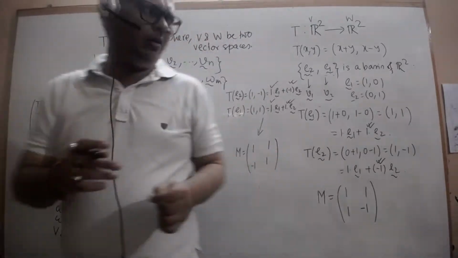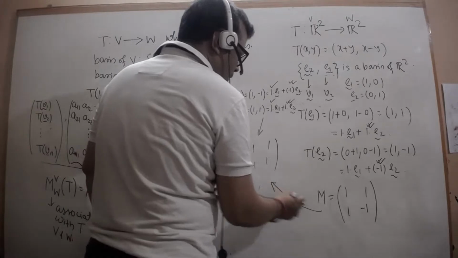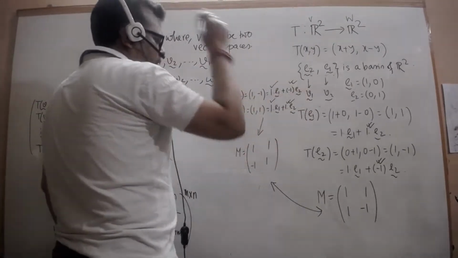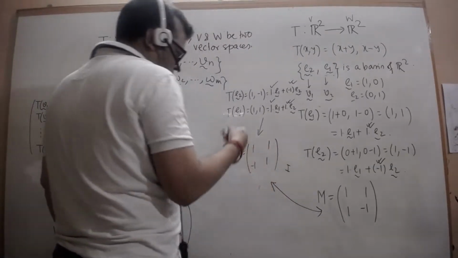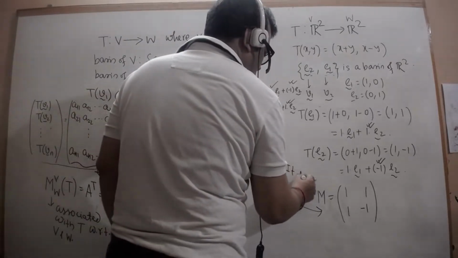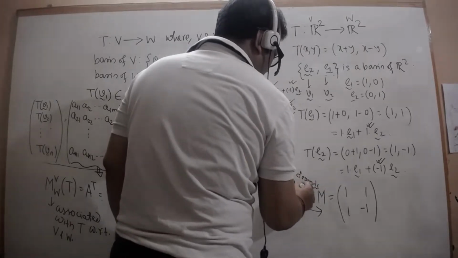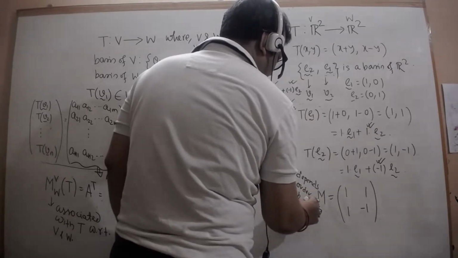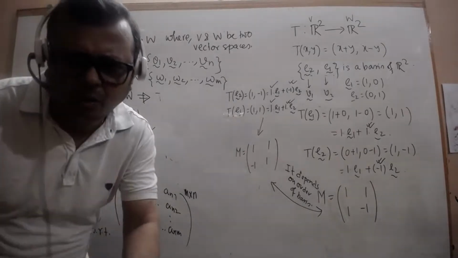So from this we can conclude that the structure of the matrix depends on the order of a basis. So, can you tell me if you have any doubt? Tell me.